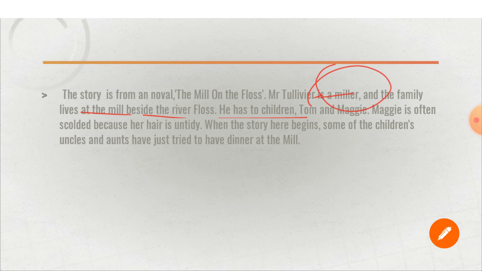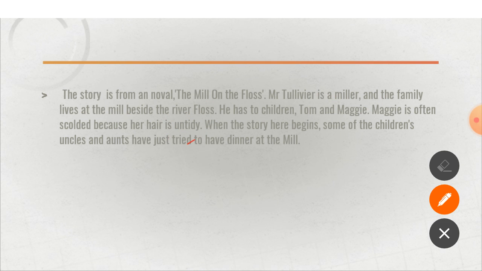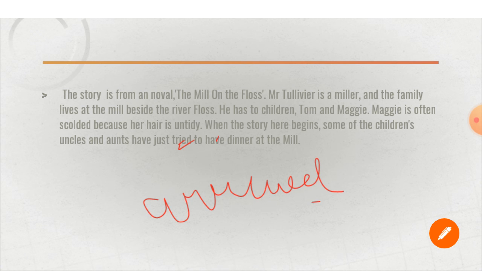Maggie's hair is long, not very very long, but long. And everyone, including their uncles and aunts, always scolds her or is very annoyed at her hair. Her hair is very untidy, and so the story begins. The children's uncles and aunts have arrived at the mill for dinner. Sorry, it's not dried, it's arrived. It was just a writing issue.